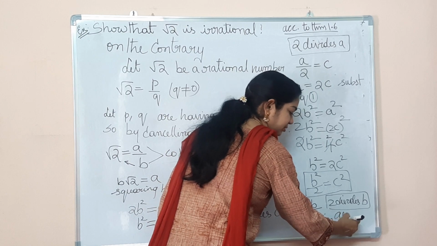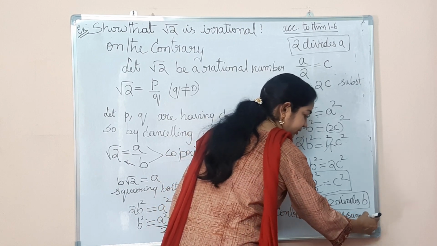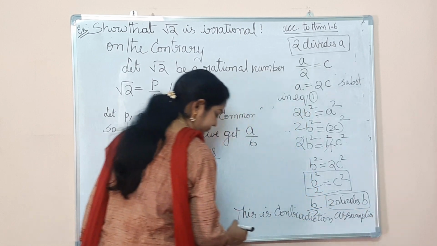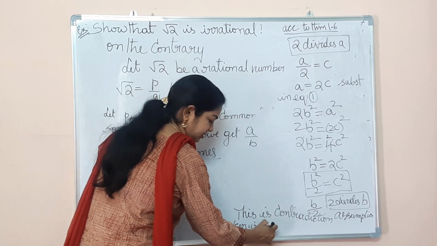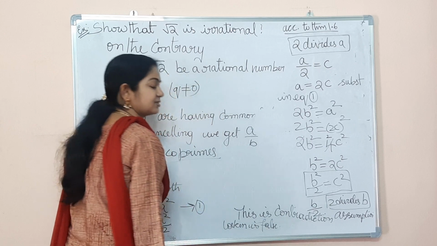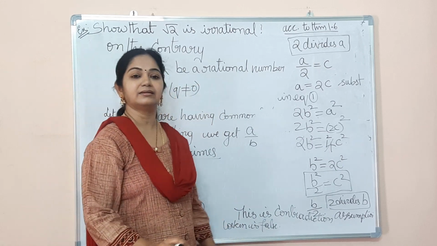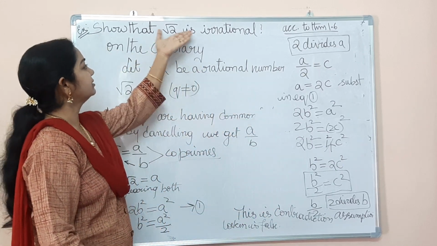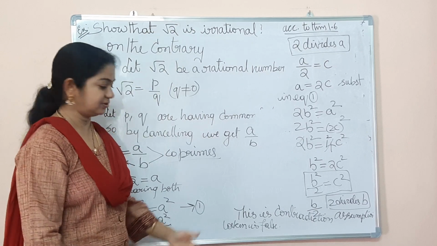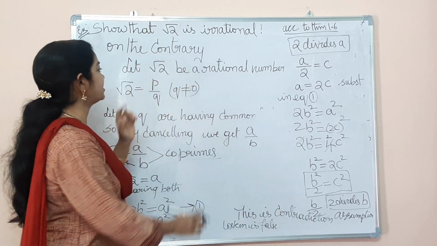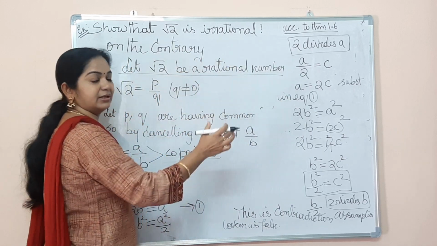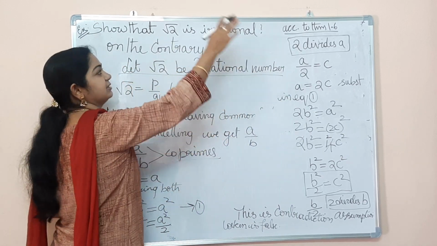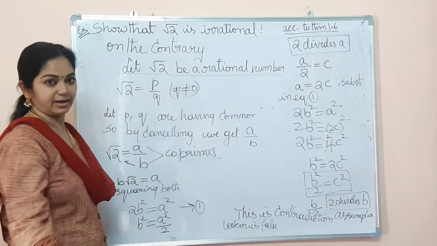The assumption taken is false. Hence, we can conclude that root 2 is irrational. The assumption is false means what I assumed here. I assumed root 2 is a rational number. That is false. That means root 2 is irrational.